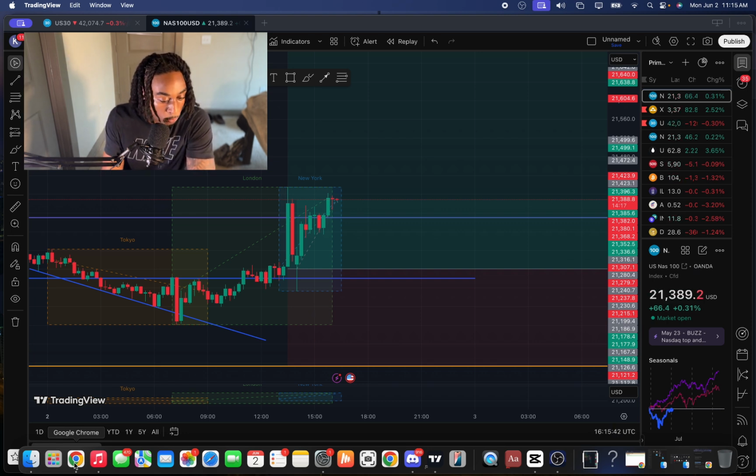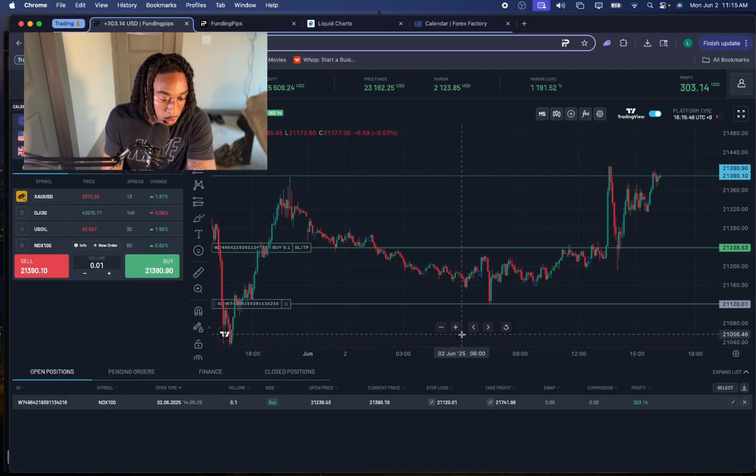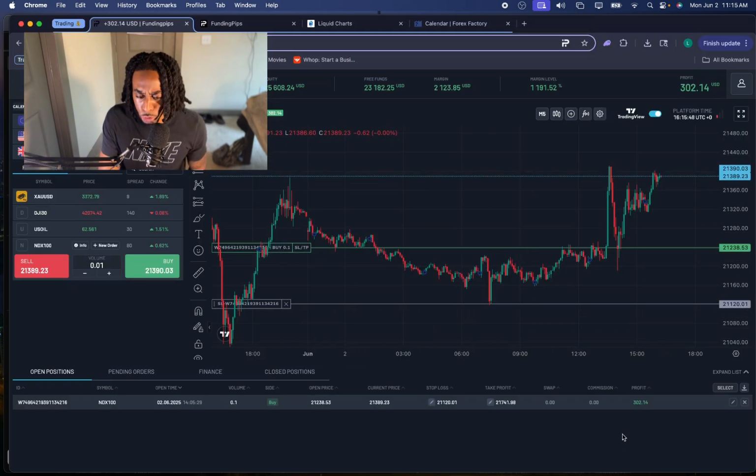And I won 3-0 for the day. So I'm really just holding out on this trade right now. We can pull it back up here. Yeah, we have around 267. So yeah, this is the trade that I'm in. These are the 3 trades that I took today.